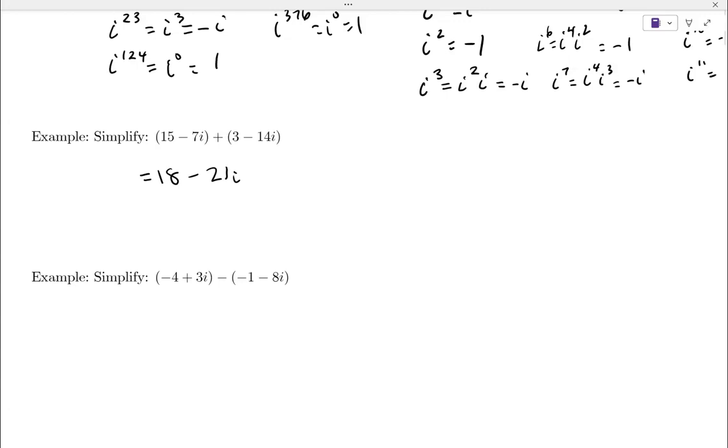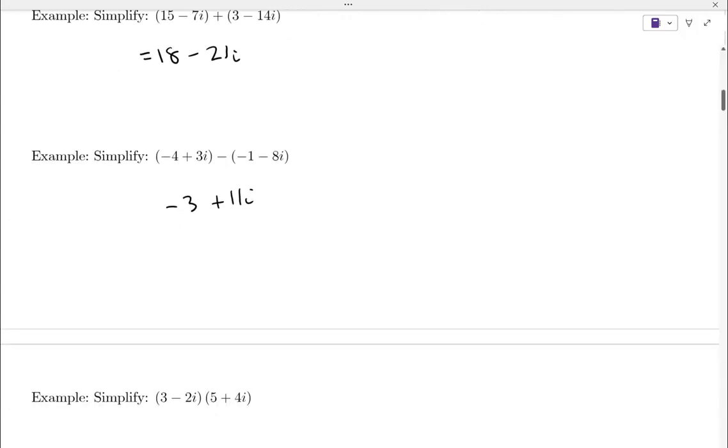Same thing for subtraction. What would you get for the subtraction here? -3. Yeah, plus 11i. I got to distribute the minus sign through, right? But it's just like what you do with polynomials, isn't it? Literally zero difference to that, okay? You do literally the exact same thing when you add and subtract.